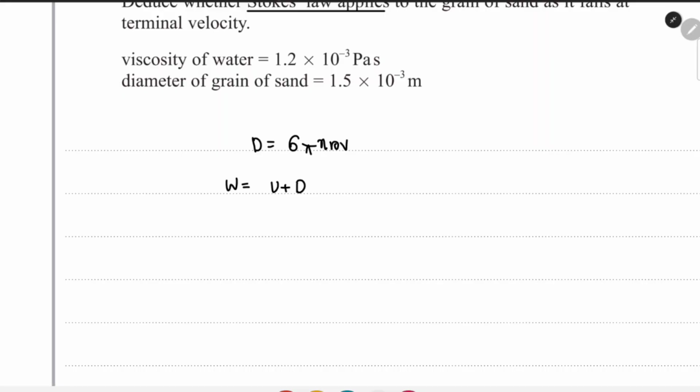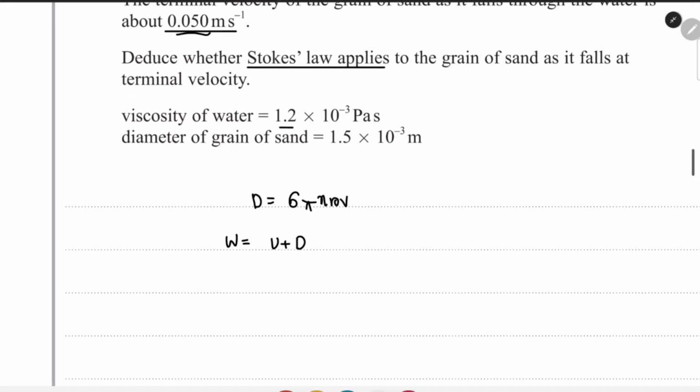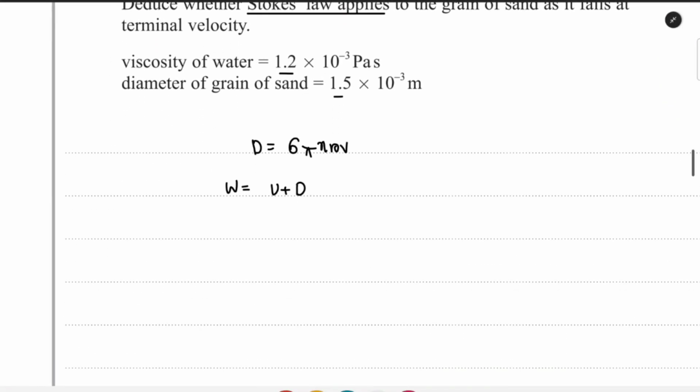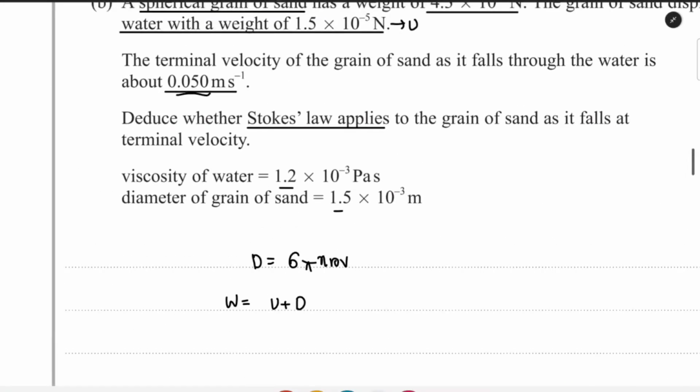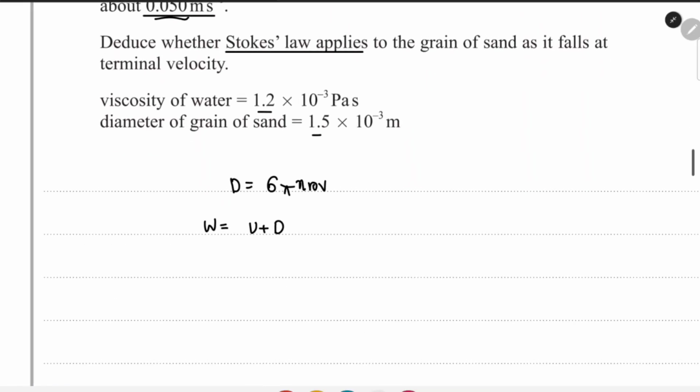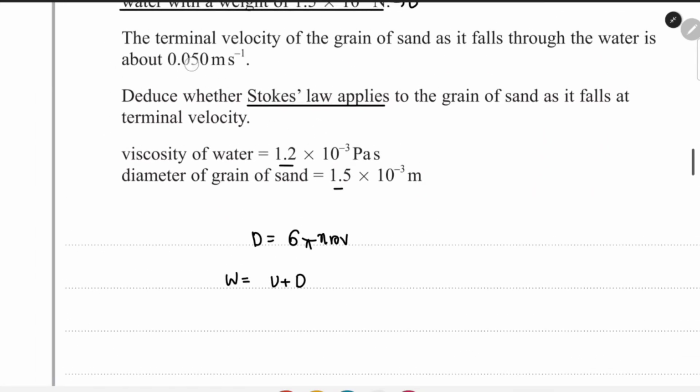So we'll take any of the variables as unknown over here. So either viscosity or the diameter or the terminal velocity. And we'll find out if the value we calculate actually matches with what we are given over here. The easiest would be to assume that we don't know the terminal velocity. We calculate the terminal velocity with Stokes' law, and finally we compare it with what they have given. If they are the same, then Stokes' law applies over here. If not, then Stokes' law does not apply.